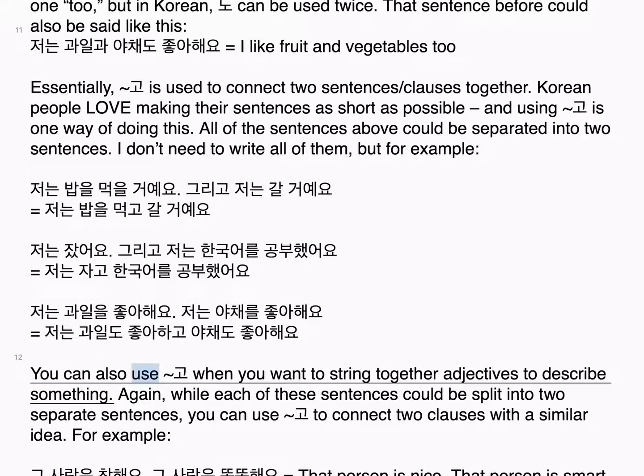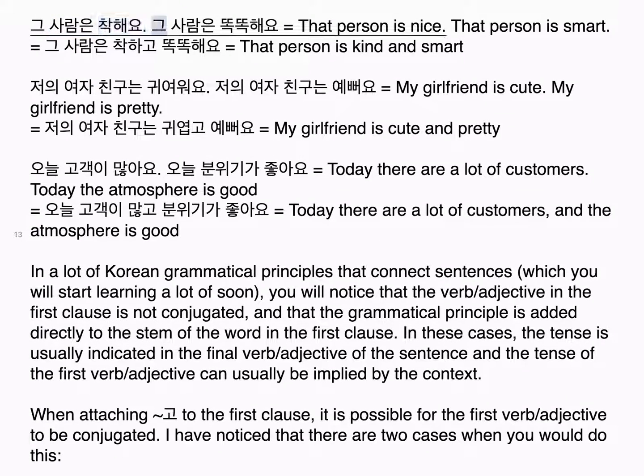You can also use 고 when you want to string together adjectives to describe something. Again, while each of these sentences could be split into two separate sentences, you can use 고 to connect two clauses with a similar idea. For example, 그 사람은 착해요. 그 사람은 똑똑해요. That person is nice. That person is smart equals 그 사람은 착하고 똑똑해요. That person is kind and smart.